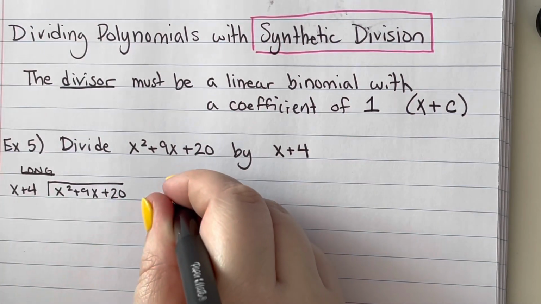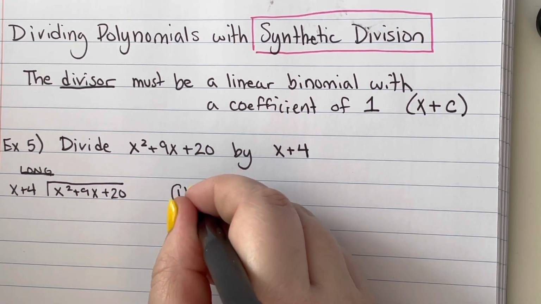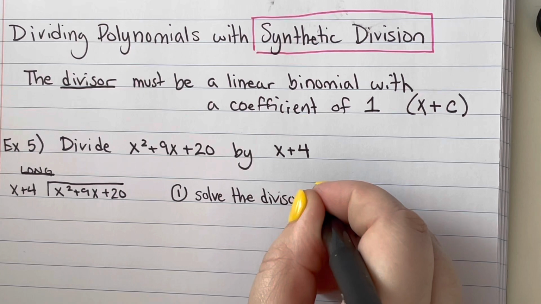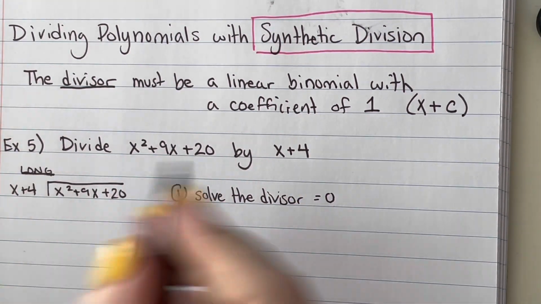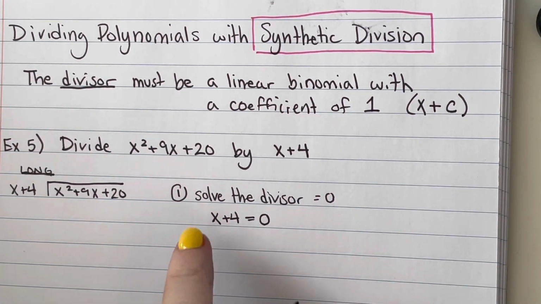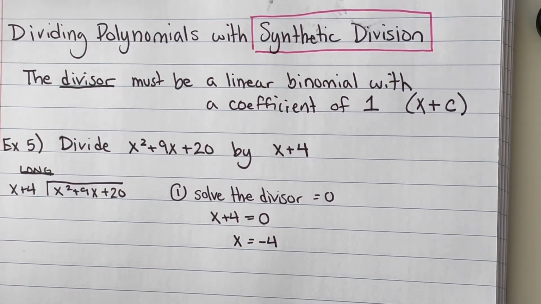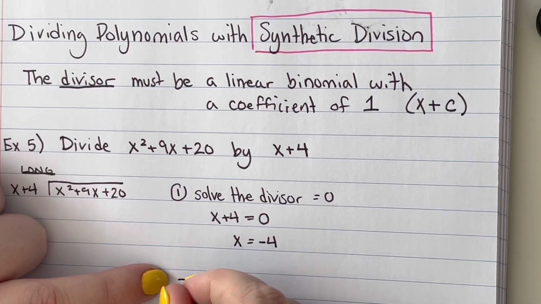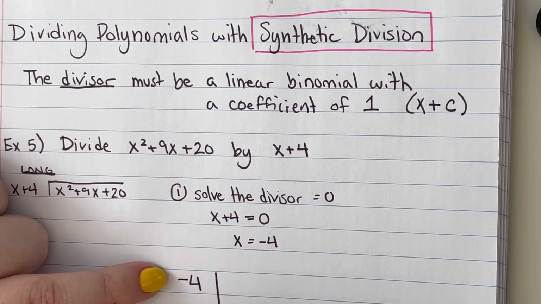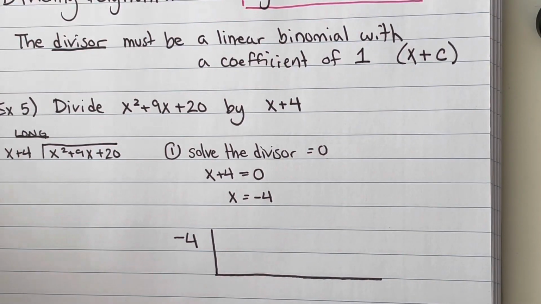In synthetic division, we have a few additional steps and a different way of writing the problem. So step 1, we are going to solve the divisor equal to 0. And what that means for us is we're going to say x plus 4 equals 0. And we're going to subtract the 4 to the other side, and we get negative 4. In synthetic division, we put negative 4 in a corner. Then we flip our division bar, and different professors have different ways of writing this. This is my preference, but you may see other options when you're looking up synthetic division online.